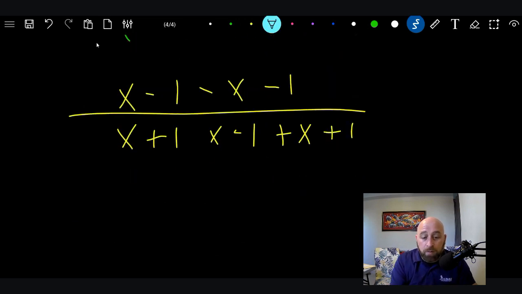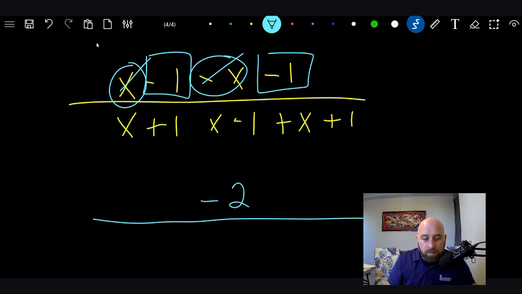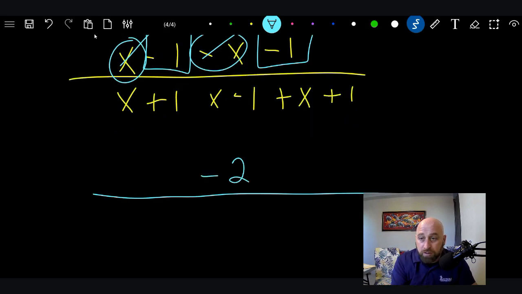Okay? Now what we want to do is combine our like terms. So we have an x and a minus x. Those cancel. We have a negative 1 and a negative 1. So we get negative 2 on top. What do we get on the bottom? Let's just go through and combine our like terms.